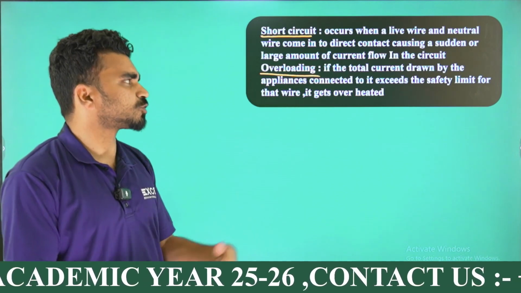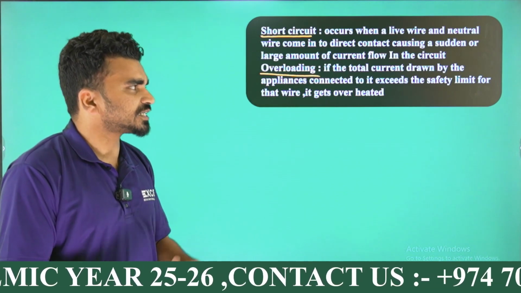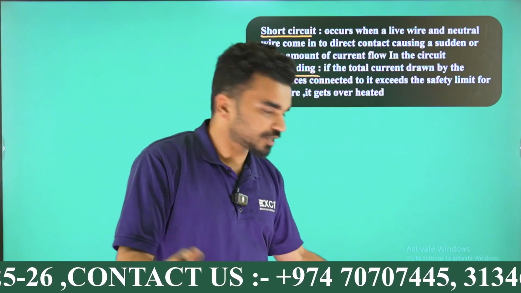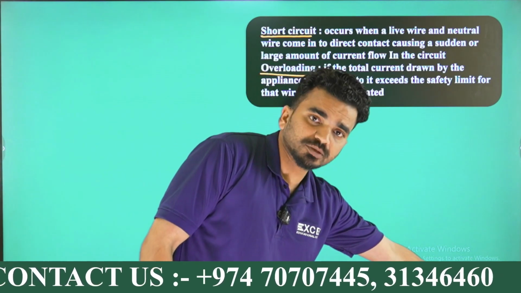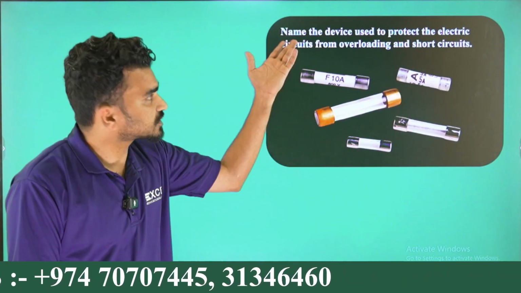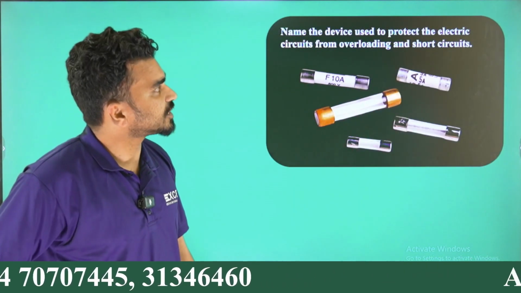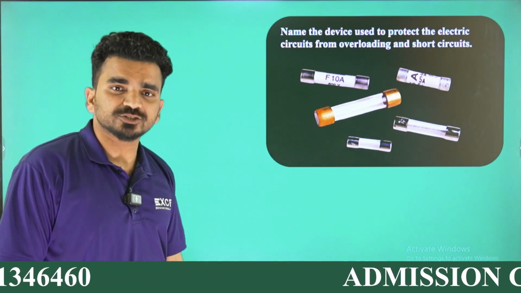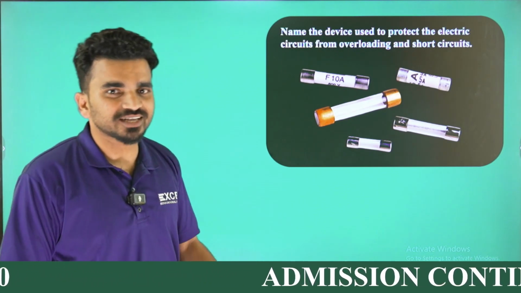If the total current drawn by the appliances connected exceeds the safety limit, the wire gets overheated. These are the problems in our electric circuit. And I told you regarding the electric fuse, can we ask a question like this? Name the device used to protect an electric circuit from overloading and short circuit. What's the device? It's called the electric fuse.